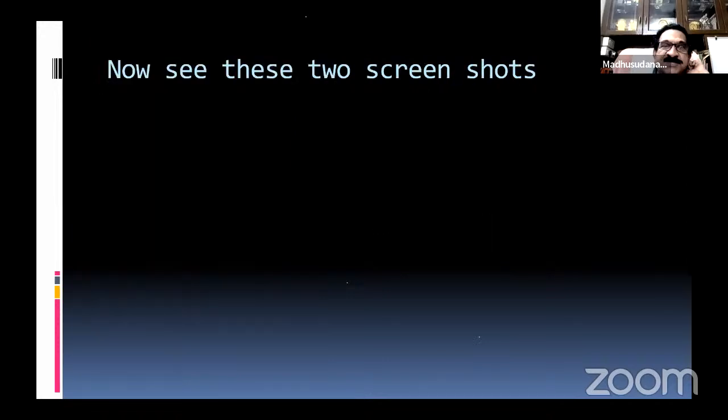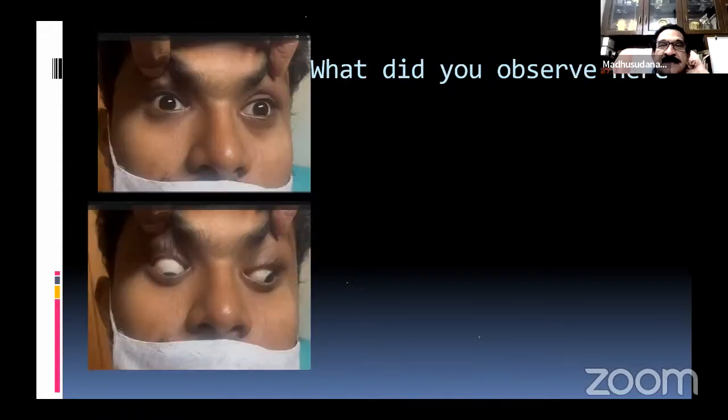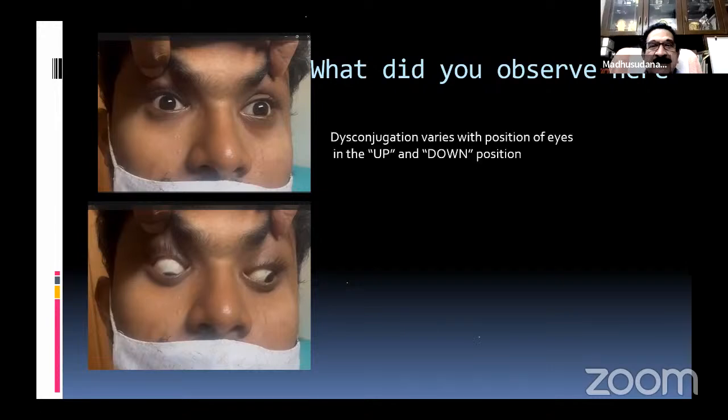Now see these two screenshots. What did you observe here? The eyes look parallel. On looking down, the left eye has gone out. But that is not the usual situation in concomitant squint. The separation should be maintained throughout, wherever the direction of gaze. Therefore, there is no paralysis. But here it looks as if the eye has gone out.